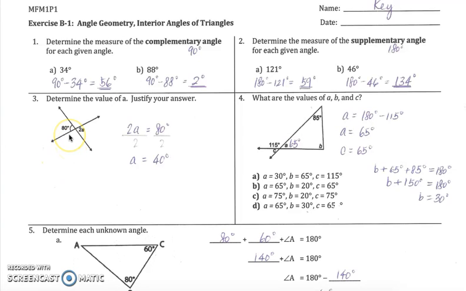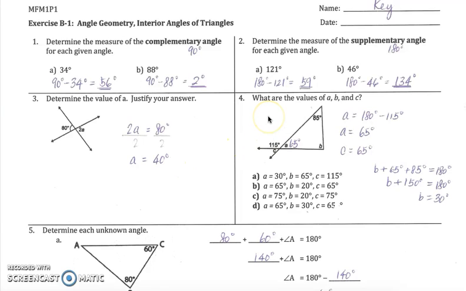Question 3 has a diagram that shows 80 degrees is opposite from 2A. We know that opposite angles are equal, so I can say that 2A is equal to 80 degrees. So to divide 2 on each side, we can get A, which is 40 degrees.